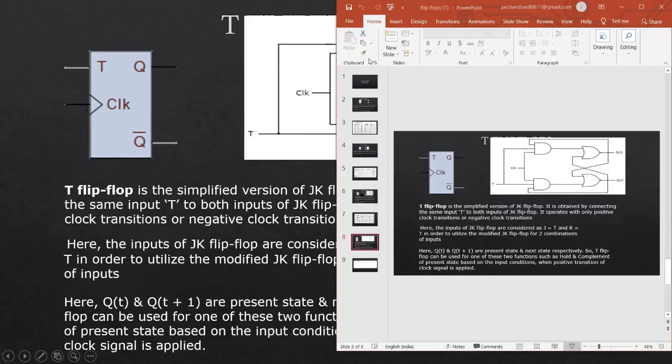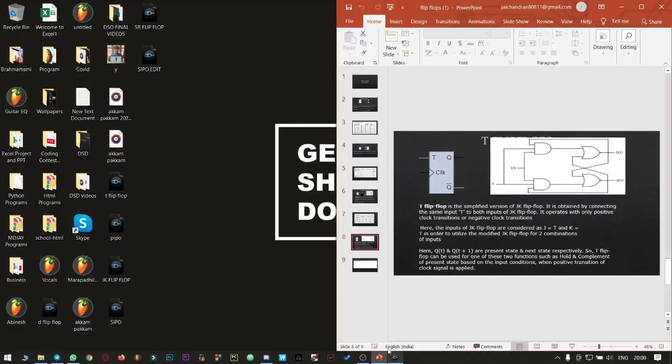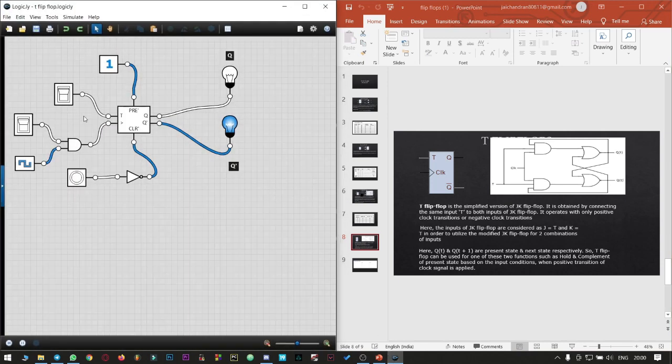Now let's take a look at the simulation for the T flip-flop. As we can see, the simulation for the T flip-flop includes two switches, a clock pulse, an AND gate, a NOT gate, and we also have two switches in order to indicate the state of the output. So that's the simulation for the T flip-flop.